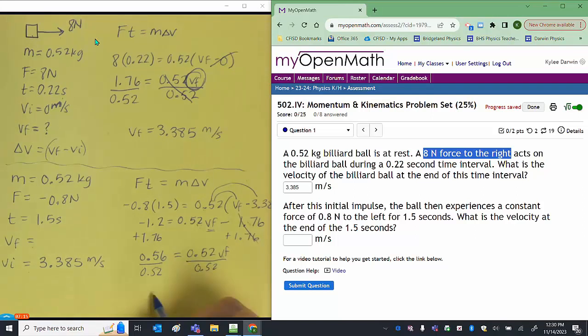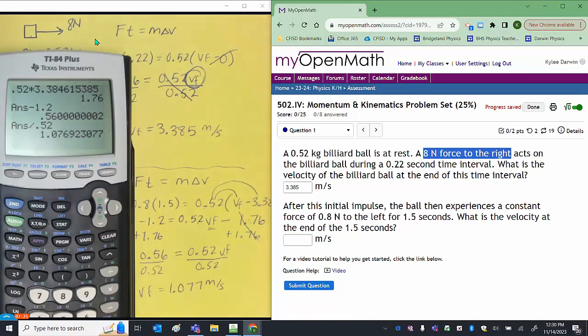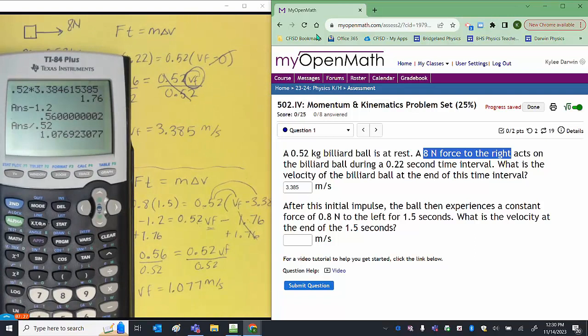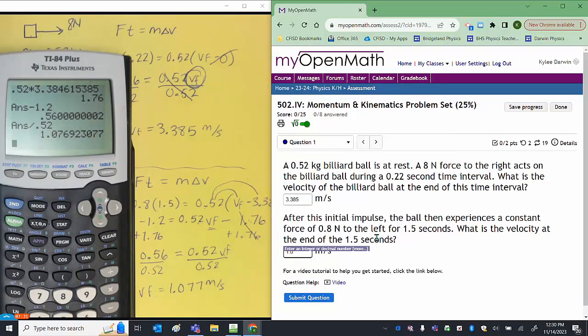From here, to get this by itself, we're going to divide both sides by 0.52. And that gives us a final velocity of 1.077 meters per second. And again, that's a little bit rounded. This is the way that it appears in the calculator. But let's go ahead and type it into our answer, 1.077.